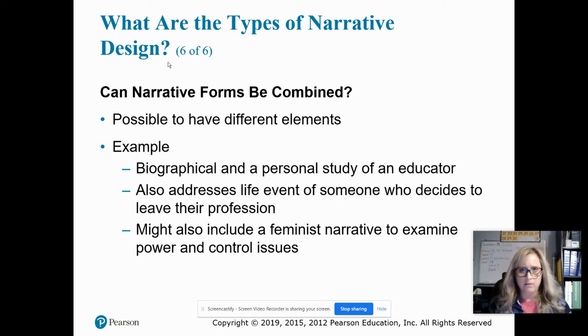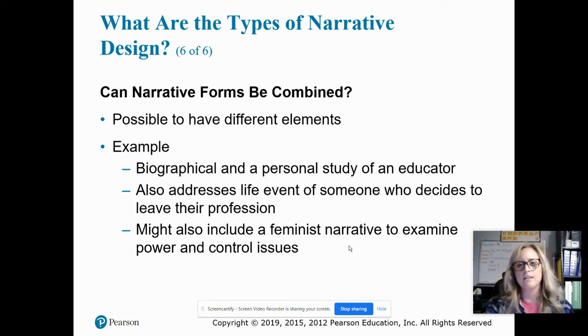So who provides the story would be from the educator, and then their life event would be like a life history type of narrative design. So that goes back to that. And then finally, might also include a feminist narrative. So maybe you're looking through that lens of through the women. Okay, so this can overlap.